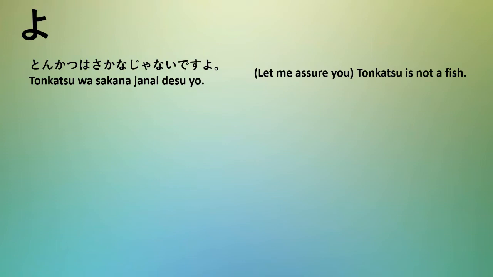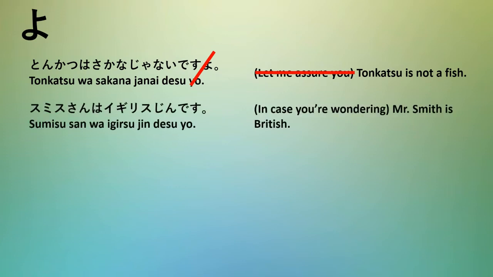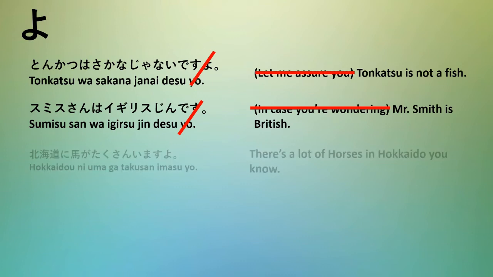But if we remove yo, it's just pure description again. Tonkatsu is not a fish. Okay? So what? That's the result if we remove yo. Again, another. Sumisu-san wa Igirisujin desu yo. In case you're wondering, Mr. Smith is British. If you remove yo again, Mr. Smith is British, so nothing really is emphasized here.